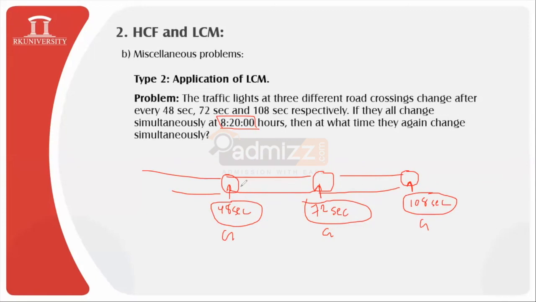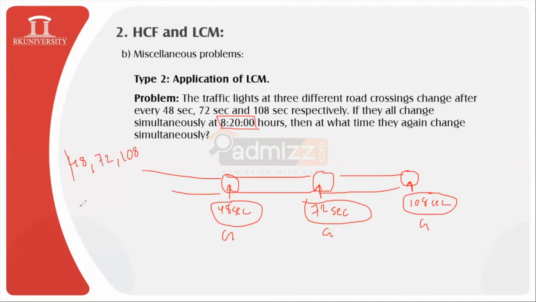So this is the question which is framed. I believe this question is well understood by every student. Now, how to simplify this? Let's have a look. For the simplification, we are simply finding the LCM of the given values, that is 48, 72 and 108.